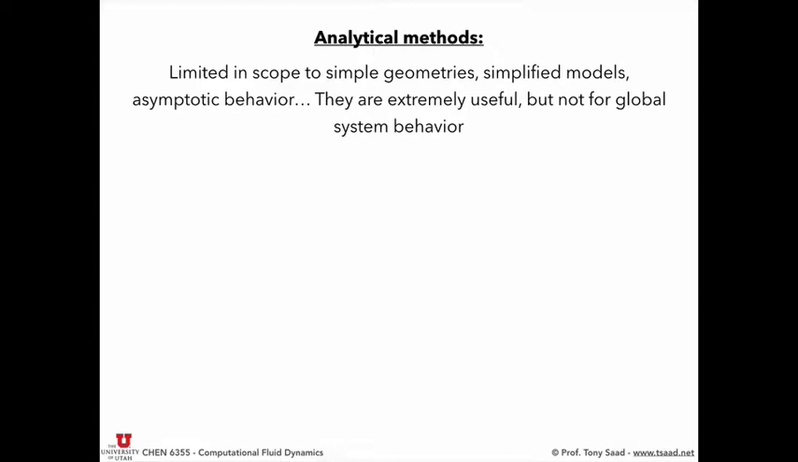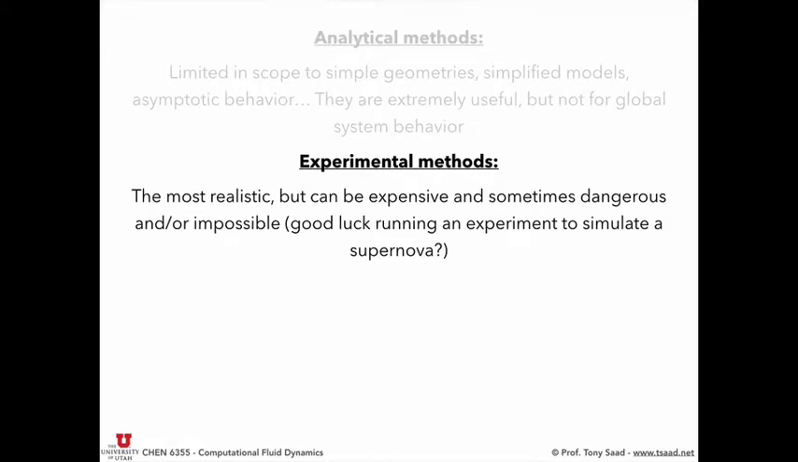And it's usually limited to very simple geometries: flow in a cylindrical pipe, flow in a channel, flow in a 90-degree bend, but that's it. There's no way you can analytically get solutions for the flow in a coal boiler or flow over a flare, okay? Next come experimental methods. They're the most realistic, but they can be expensive.